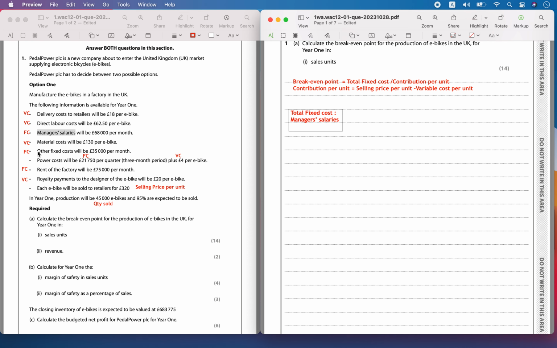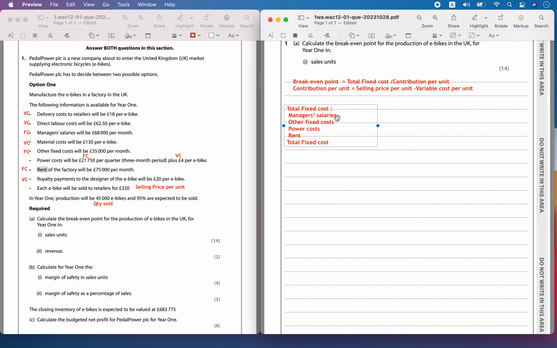Then we have other fixed cost. So that's also one of the parameters. Then after that you have the power cost, which has both fixed cost and the variable cost. And then you have the rent of the factory, which also has a fixed cost. So when I add up all this, I am going to get the total fixed cost for the product which they are planning to sell. And finally you find the total fixed cost.